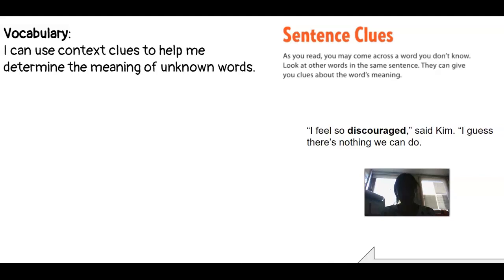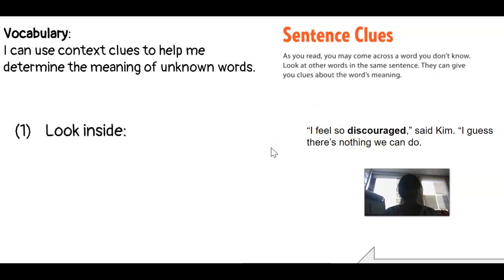So let's look at an example. Remember, we have a three-step process. We're going to look inside the word, look outside the word at those sentence clues, and then plug in a word or a phrase that might make sense. Here is our example. "I feel so discouraged," said Kim. "I guess there's nothing we can do."